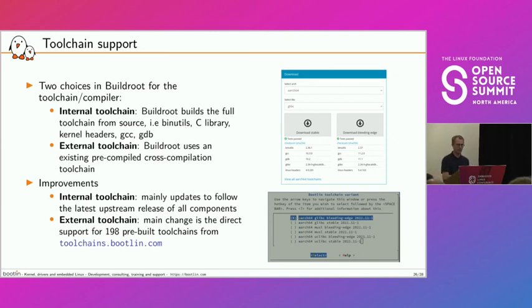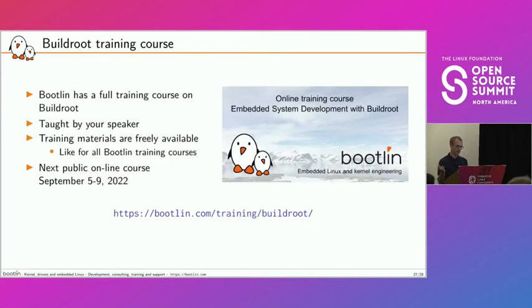On the external toolchain side, what we mainly did was do integration for the toolchains that we provide at Bootlin. So we have a separate website unrelated to Buildroot called toolchains.bootlin.com. It has almost 200 pre-compiled toolchains for many different CPU architectures. And now there is pre-built support for that in the Buildroot tree. So if you look at the screenshots at the bottom, you can directly from Buildroot choose, okay, I want this ARM64 toolchain, Bleeding Edge or Stable in different versions, different C libraries, and that's readily available in the tree. All right, time is up, so that's my last slide.